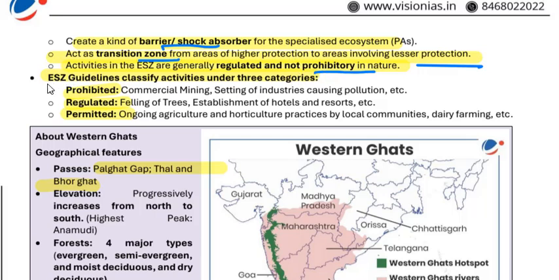Eco-sensitive zone guidelines classify activities under three categories: first prohibited, second regulated, and third permitted. What is prohibited here? Commercial mining and setting up of industries which cause pollution are prohibited. What is regulated? Felling of trees and establishment of hotels and resorts are regulated, which means with permission you can establish hotels and resorts or fell trees. What is permitted here? Ongoing agriculture and horticulture practices by local communities, or dairy farming, these types of activities are of course permitted.